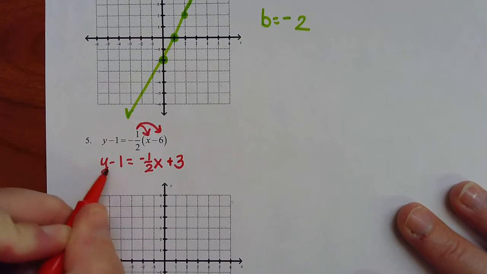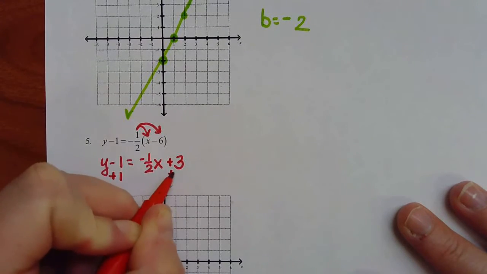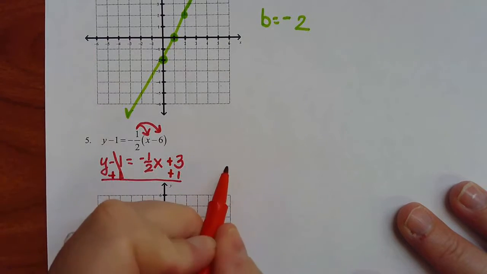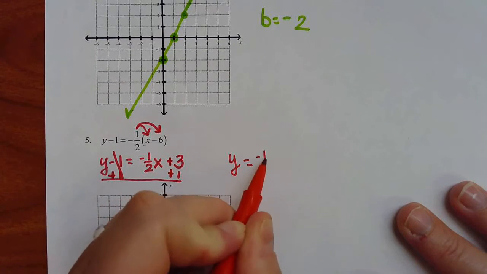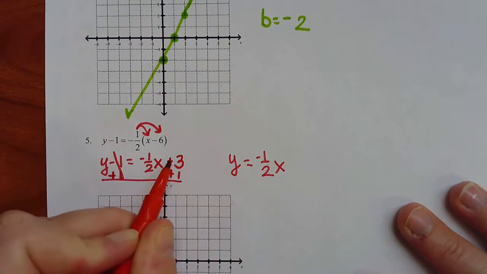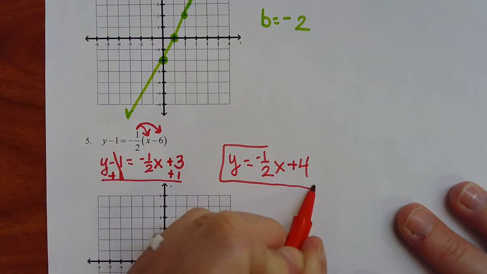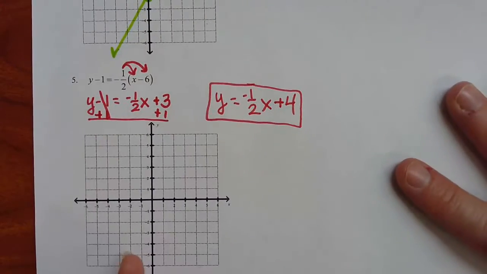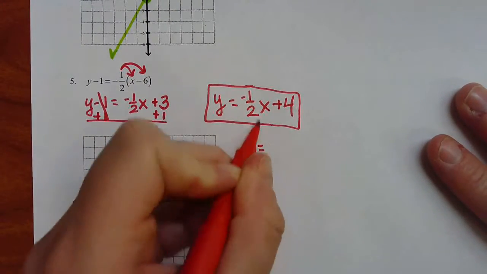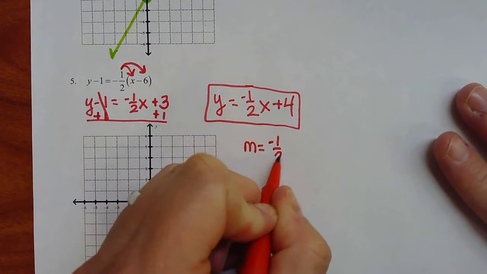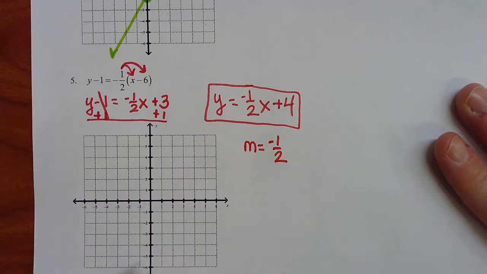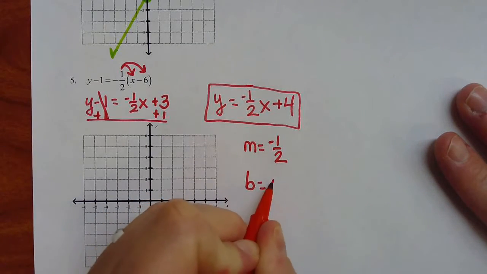Then you have to move whatever's with y. So I'm going to add 1, do the opposite operation. So then I have y equals negative 1/2 x plus 3 plus 1 is 4. So there's my equation now in slope-intercept form that we're going to graph. My slope is the number in front of x. It's a negative 1/2. It's already written as a fraction. And then my y-intercept is 4.